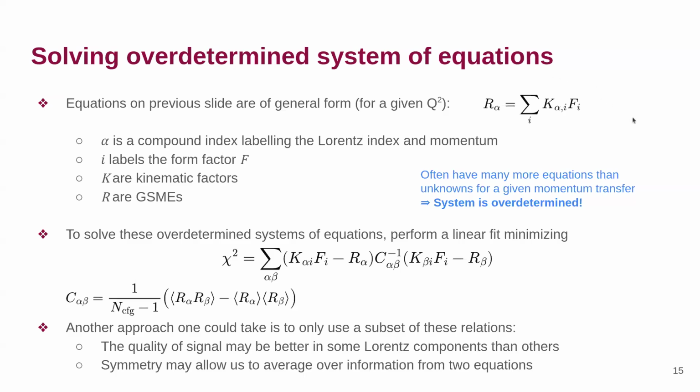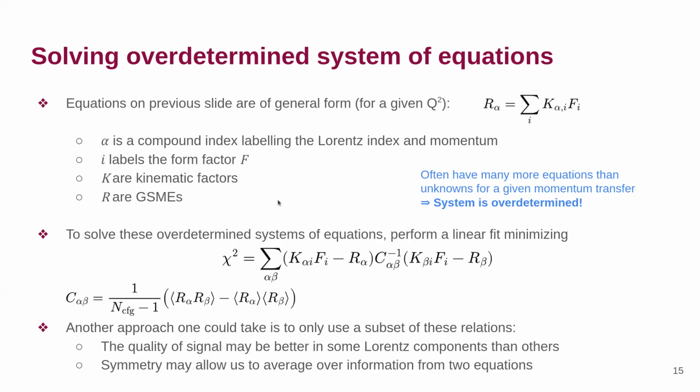So what this means is that for a given q squared we have many equations which can enter, and so really you have a system of overdetermined equations. You have more equations than you have unknowns at a given value of q squared that you're trying to solve these form factors for. Not only because of the momentum, but you also have the additional Lorentz index to worry about as well. So we can't just solve this as a 2x2 system of equations or something like that.